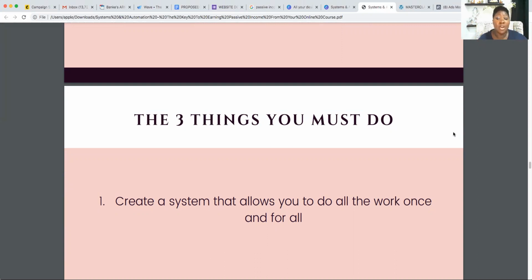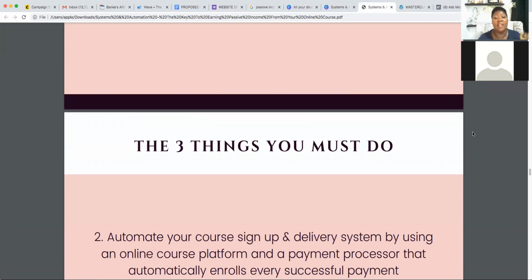Remember, I said your income has to be passive and not active. If you're actively doing something to earn a certain income, then it is no longer a passive income. In order to continually earn a passive income, you have to do the work once and for all, and then you continue to earn from it. So the three things you must do in your online course delivery is to, one, create a system that allows you to do the work once and for all.